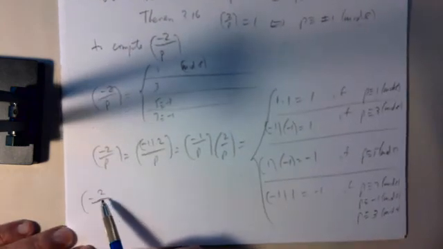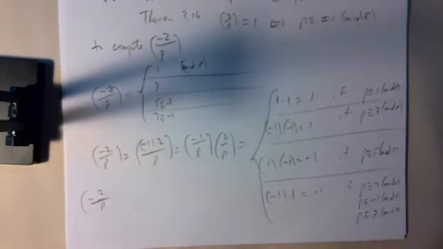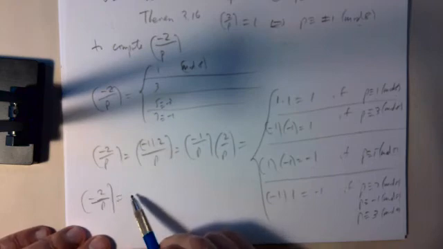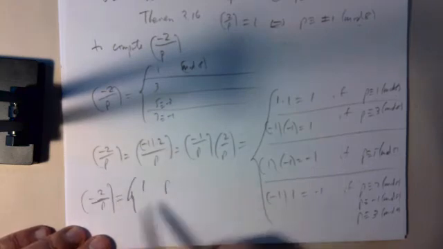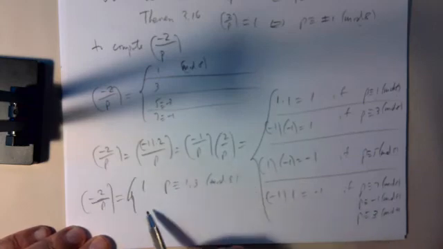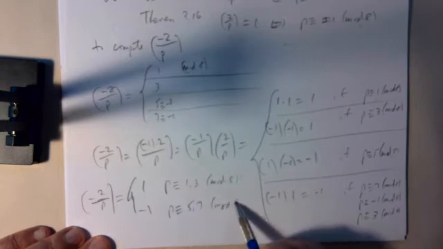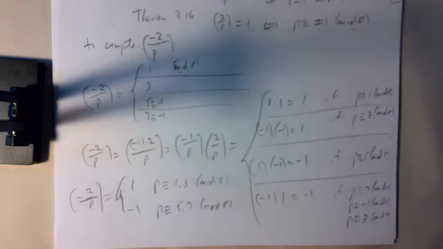-2 over p, -2 is a quadratic residue mod p. This is equal to 1 if p is congruent to 1 or 3 mod 8, and -1 if p is congruent to 5 or 7 mod 8. So this is a calculation using the Legendre symbol. It tells us exactly for which primes -2 is a quadratic residue.